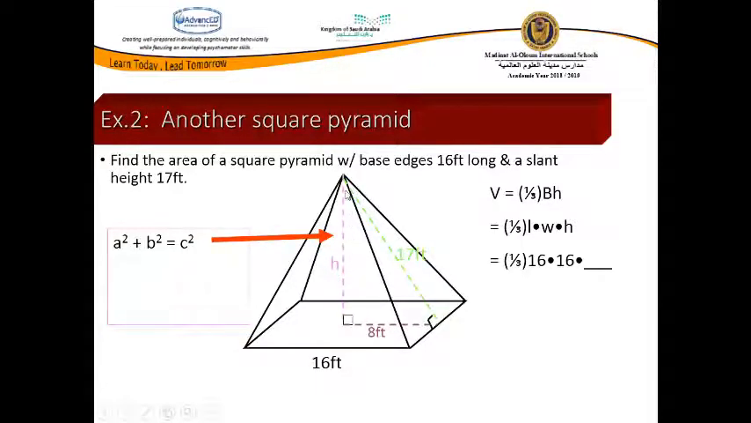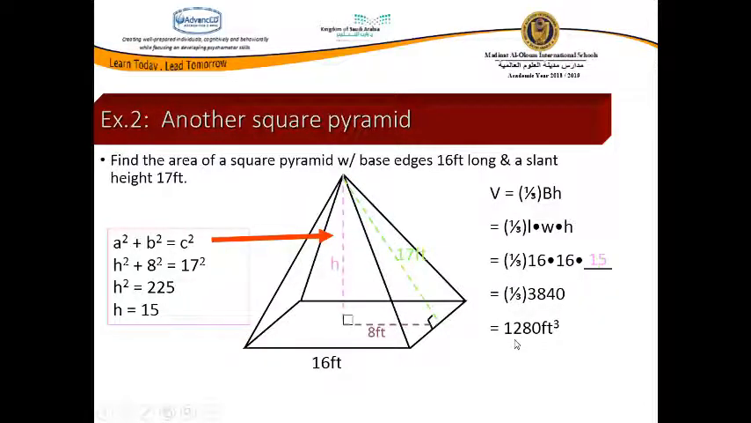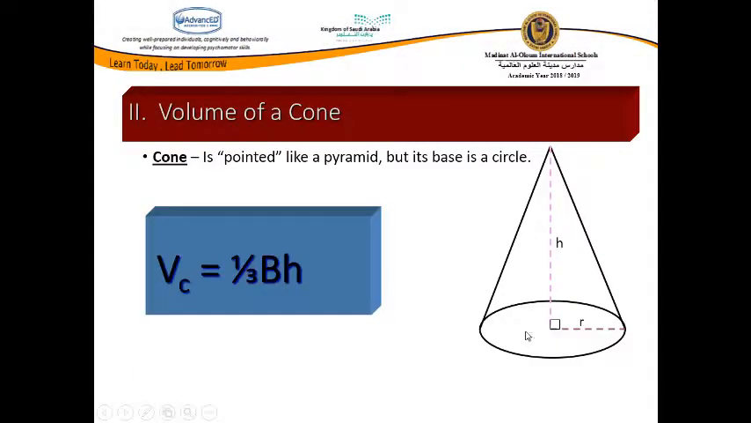Height squared equals 17 squared minus 8 squared. Then the height squared equals 225. Then the height equals 15. After finding the height, we can make substitution in our formula. One third base area multiplied by height, then one third times 16 times 16 times the height 15, then the volume equals 1280 cubic feet.